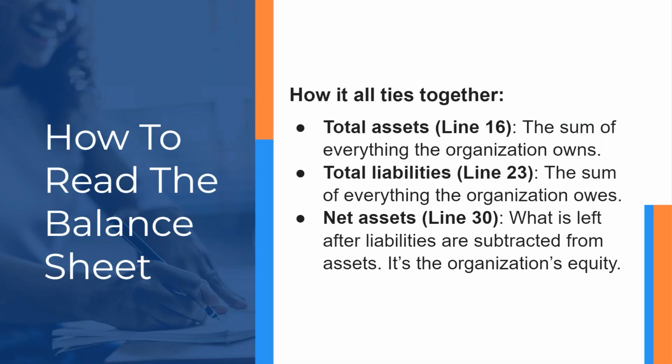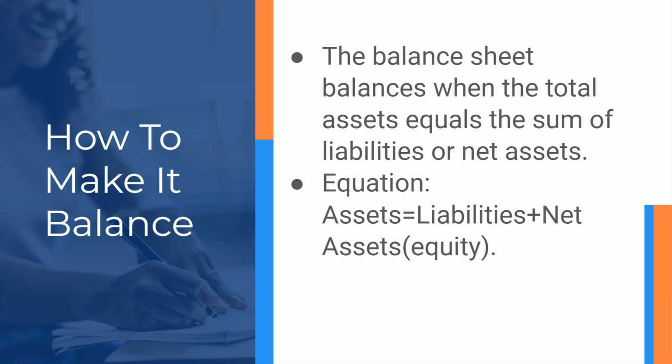Now, how does it all tie together? So the sum of the assets are the sum of everything the organization owns. Liabilities, the sum of everything the organization owes, and net assets is what's left after liabilities are subtracted from assets. That's considered the organization's equity. The balance sheet balances when the total assets equals the sum of liabilities and net assets. So assets equals liabilities plus net assets.